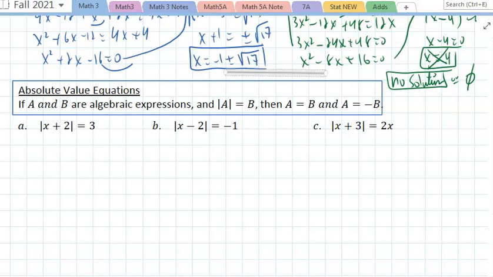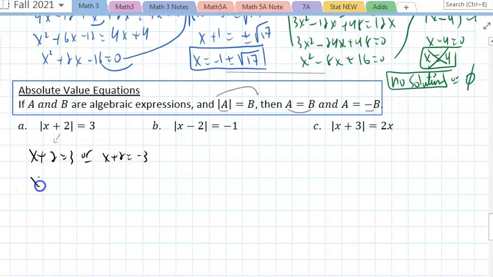Absolute value. If the absolute value equals a number, then whatever's inside the absolute value equals that number A or negative A. Remember, absolute value is always positive. The key is again to isolate the absolute value by itself first. So glancing at this, I have an absolute value equal to 3. So either x plus 2 equals 3, or x plus 2 equals negative 3. And I solve each linear equation, subtract 2 from both sides, and there it is. That's simple.